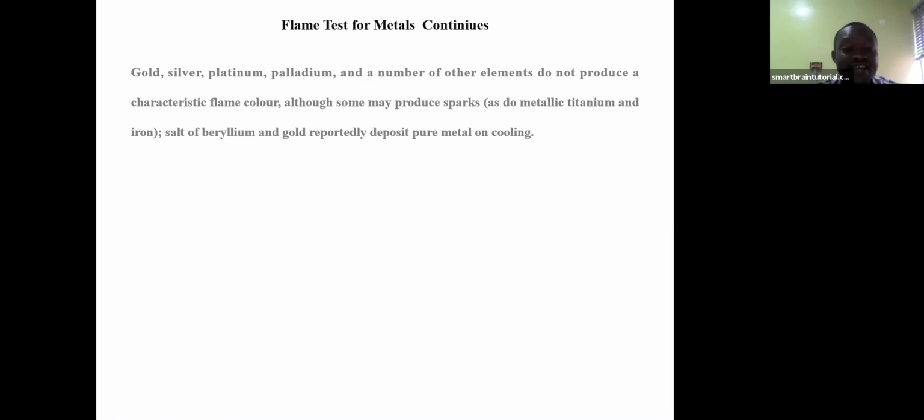Now, there are other elements like gold, silver, platinum, palladium, and a number of other elements that do not produce a characteristic flame color. They don't show any color when exposed to flame tests, although some may produce sparks, as do metallic titanium and iron. Salt of beryllium and gold reportedly deposit pure metal on cooling. Most of these will not give color, but a very few will give some sparks, like metallic titanium and iron, while salt of beryllium and gold will deposit the metal when they cool.